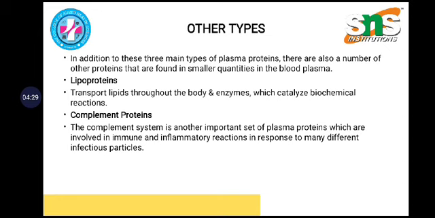Other than albumin, globulin and fibrinogen, there are other types of plasma proteins, such as lipoproteins and complement proteins. These are found in smaller quantities, where lipoproteins are involved in the transport of lipids throughout the body, and enzymes catalyze biochemical reactions. And complement proteins are an important set of proteins involved in the immune system and in inflammatory reactions to various infectious particles.